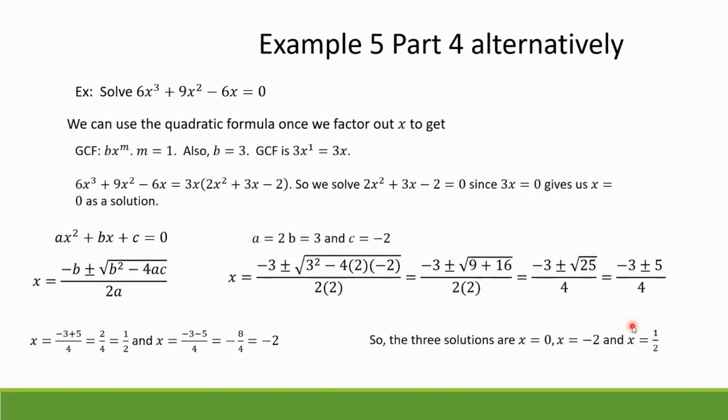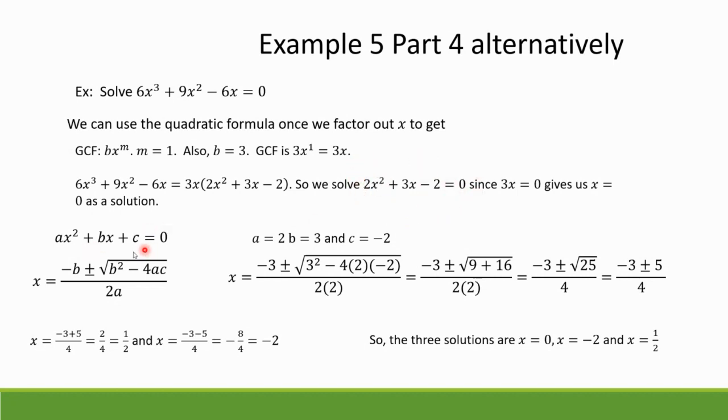Again, let's say instead you had to solve it using the quadratic formula. Well, here you can't use it directly. Why is that? Because you want to make sure it's of degree 2. But what I did was I factored out the GCF. It's good to do that. And just like before, we get 2x squared plus 3x minus 2, because we have 3x times that. So now we have this to solve, and for this we can use the quadratic formula.